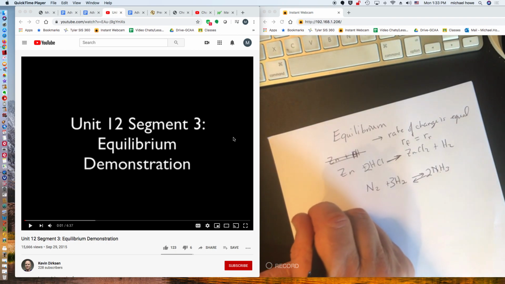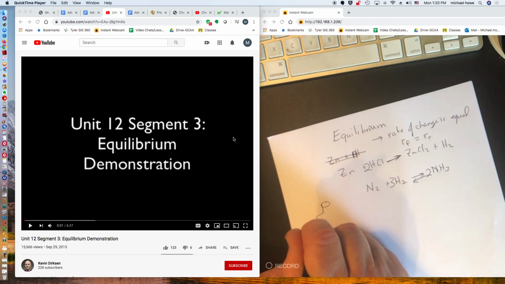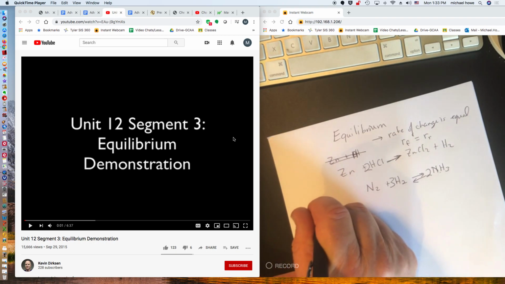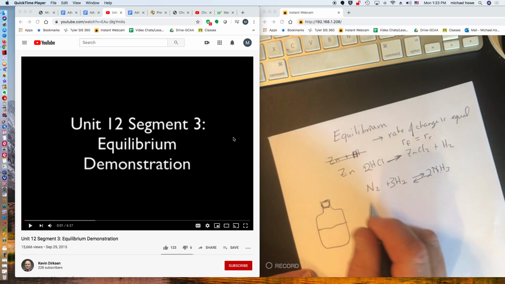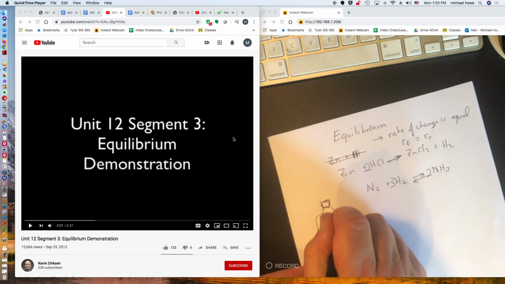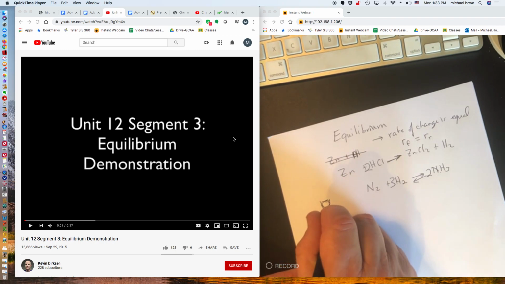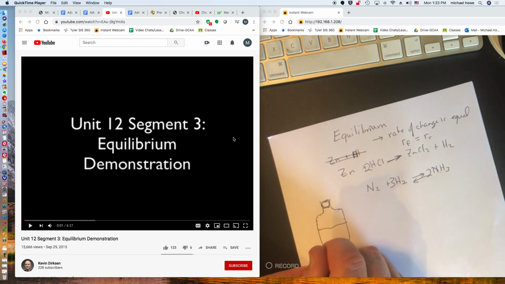Like if you had a bottle, here's a bottle, and the bottle has water in it. You may have seen this. You got a lid on the bottle with a stopper in it. You got water inside. You may have noticed that sometimes you'll see little drops of water on the inside parts of the bottle up here, and there's water down here.